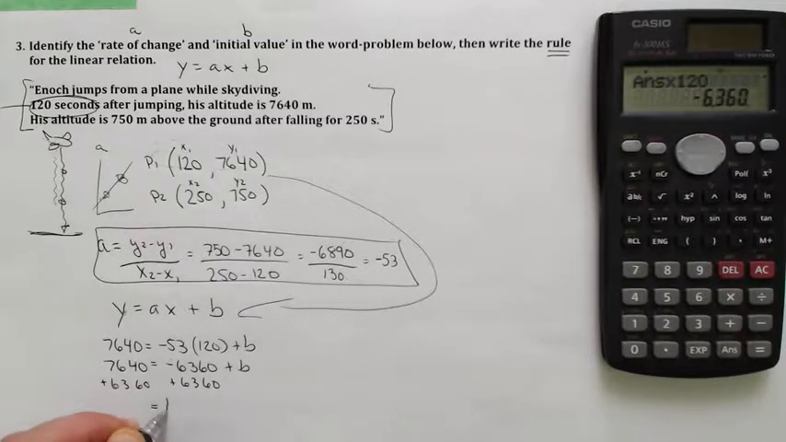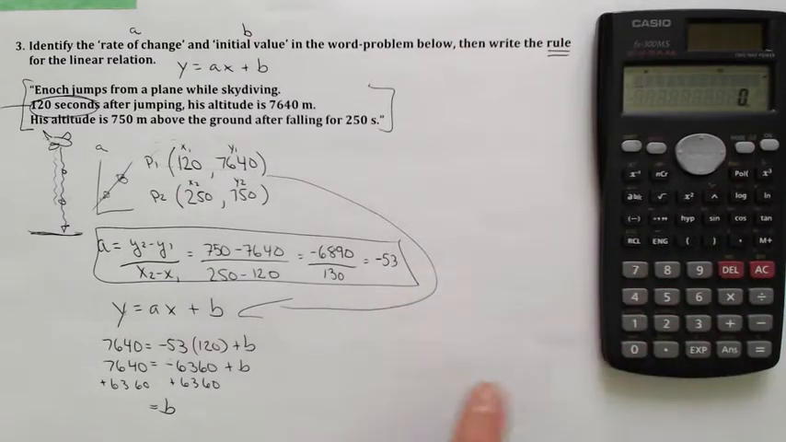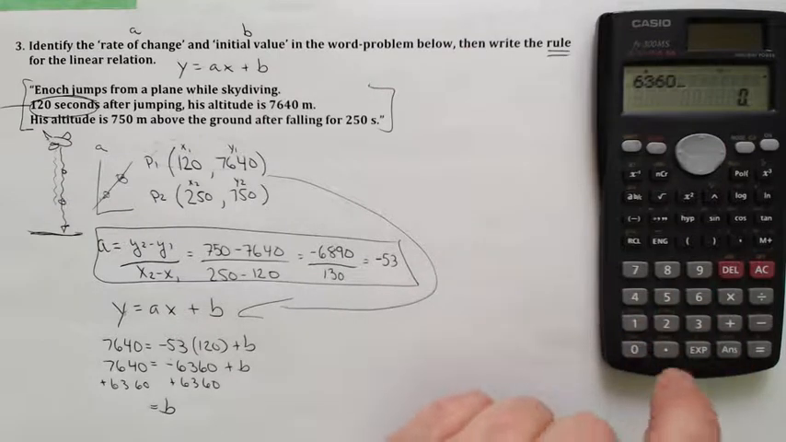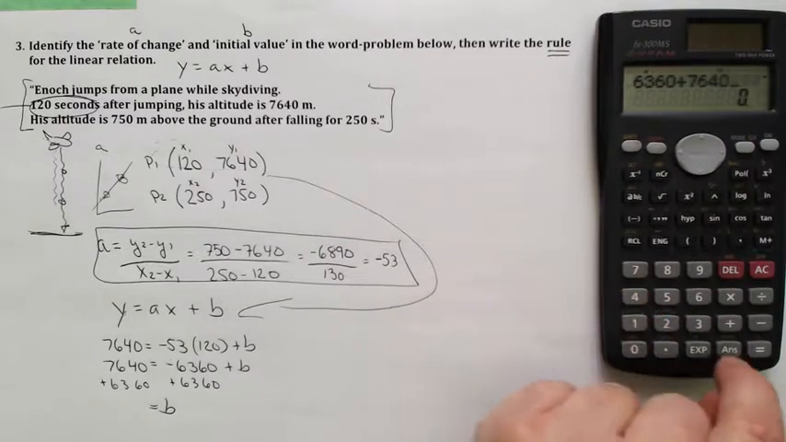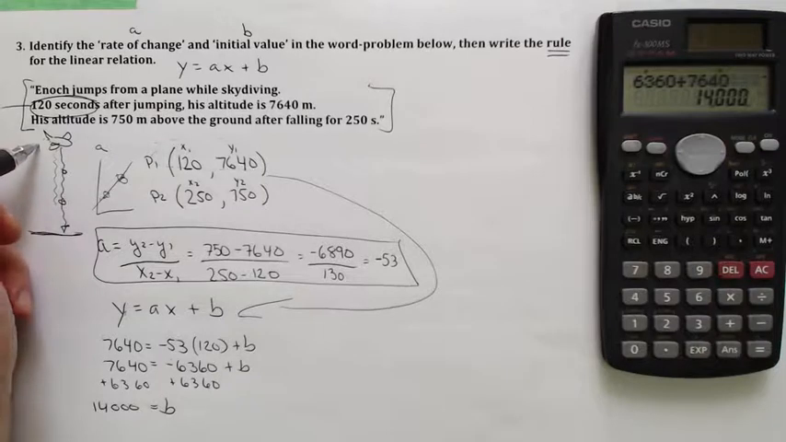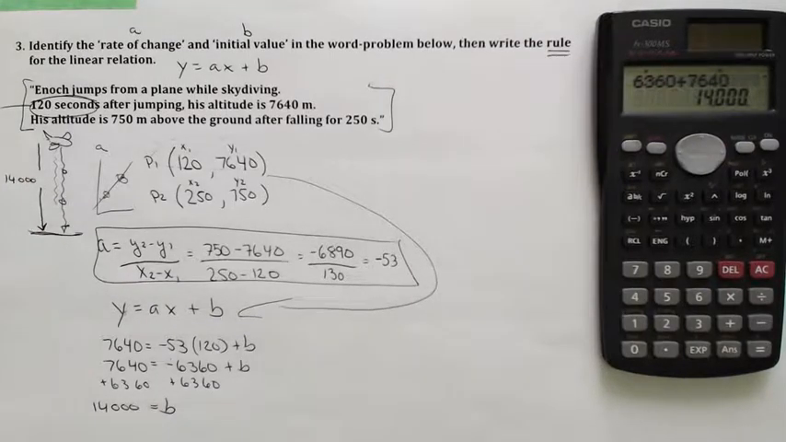And when I do that, I'm going to get my b. So there's my negative 6360, which I have to now make into a positive, right? Because I'm adding it. So 6360 plus 7640. And that's going to give me 14,000 as the initial value, which means the airplane was 14,000 meters above the ground when Enoch stepped out of it.